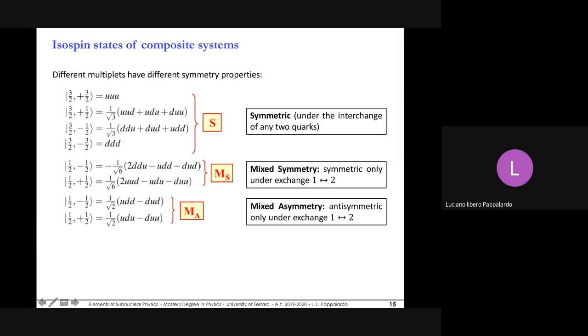What does it mean? For the first one, mixed symmetry means that this state is symmetric only under exchange of particle 1 with particle 2, the first with the second. Whereas the second doublet is antisymmetric only under the exchange of the first particle with the second particle. So mixed symmetry and mixed antisymmetry states have no definite symmetry under the exchange of the first with the third, and the second with the third particle. So it's a mixed state, in fact. And this will become relevant, as we will see in the next lessons, when we want to calculate the wave function of the proton, for instance, of baryons in general.